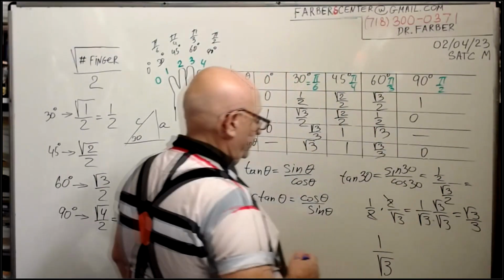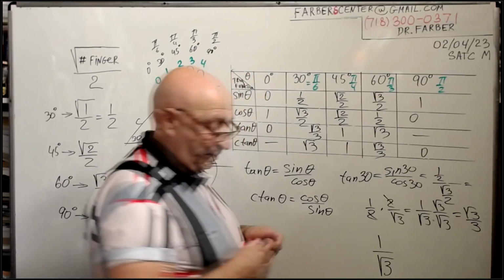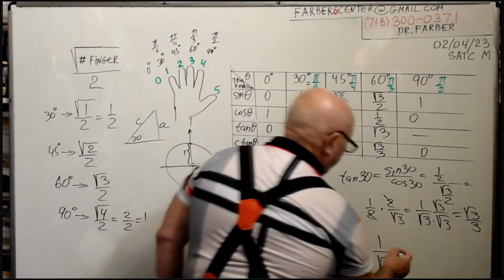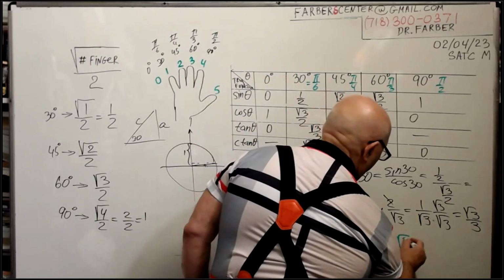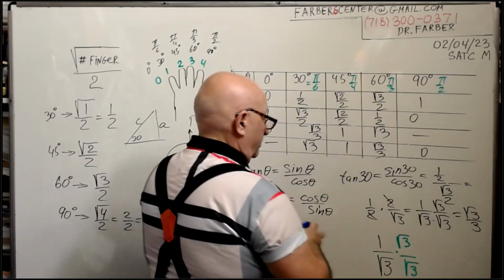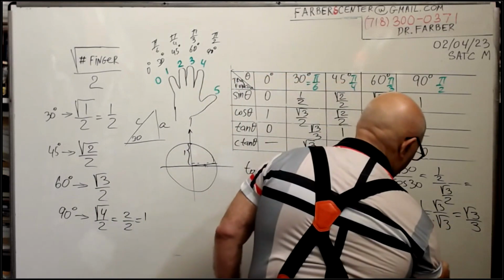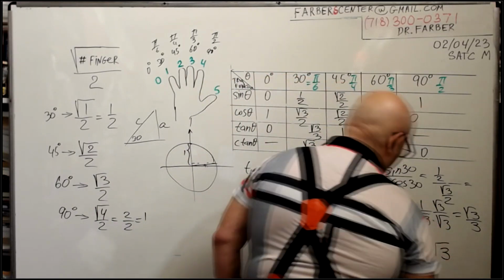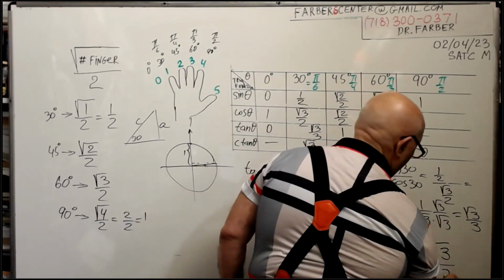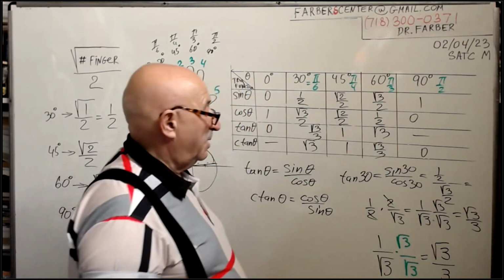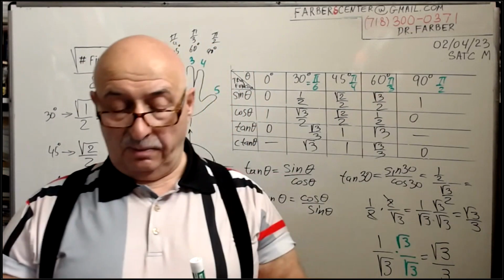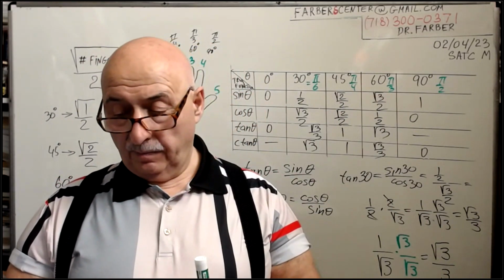But we have to normalize. How do we normalize? I take a different color, and using equivalency, multiply numerator and denominator by the same value. 1 times square root of 3 is square root of 3. Square root of 3 times square root of 3 is square root of 9, which is 3. You must get rid of a radical in the denominator. That is normalization.